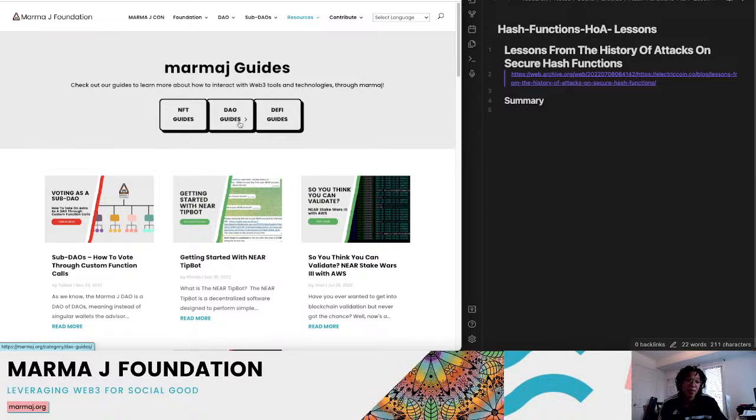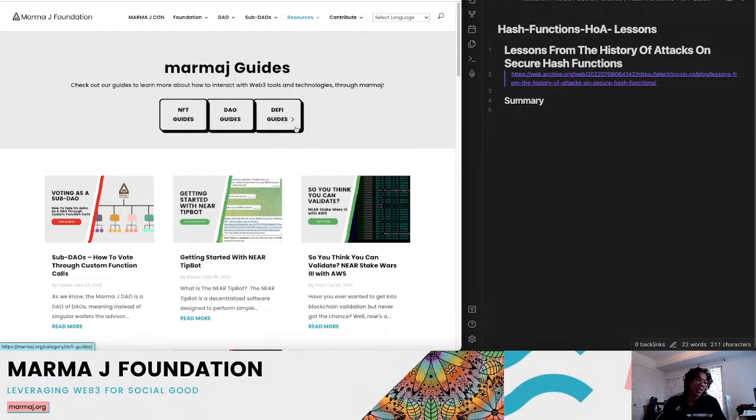We have guides about DAOs, which I was just talking about, the Marma J Research DAO. It is a decentralized autonomous organization, generally working at how to govern on-chain assets, or on-chain communities. A community can be an asset either way, but that's just talking about that.